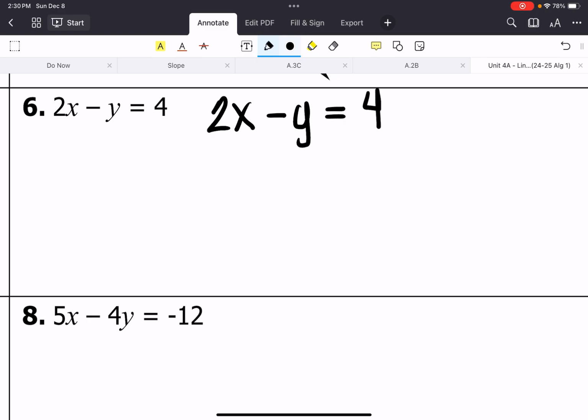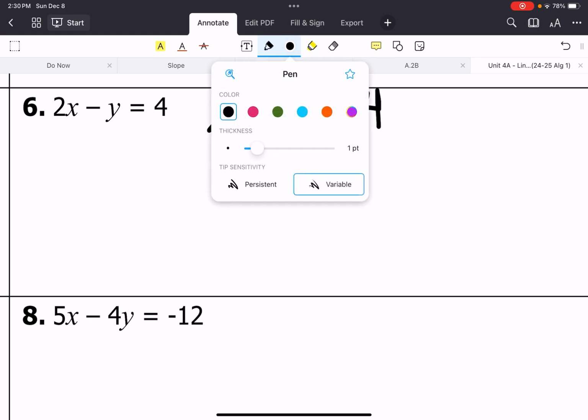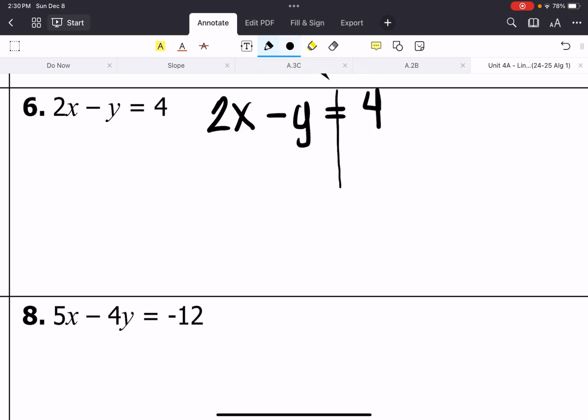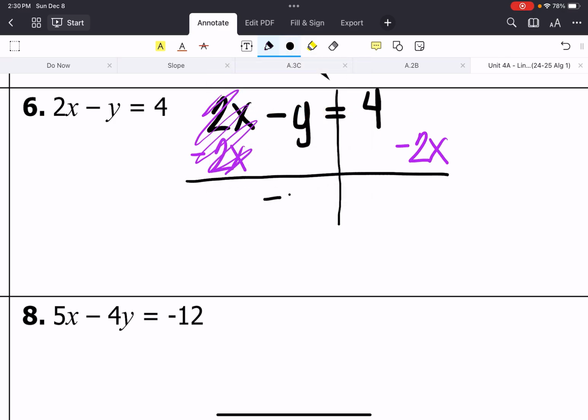So from here, again, first thing I'm going to do is move the 2x to the right-hand side. If it's positive 2x, the opposite is subtracting 2x. And again, what you do to one side, you do to the other. This leaves you with negative y equals 4 minus 2x.